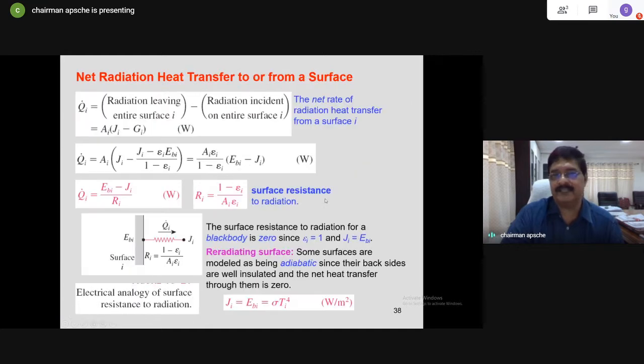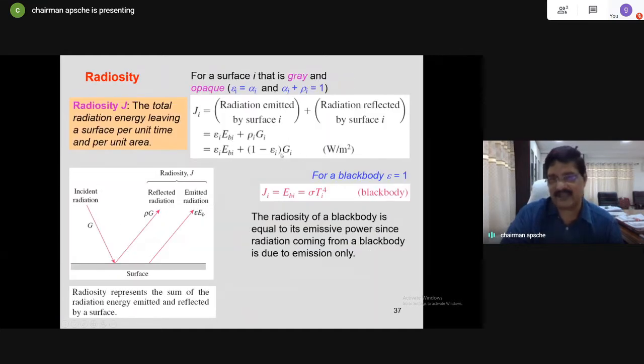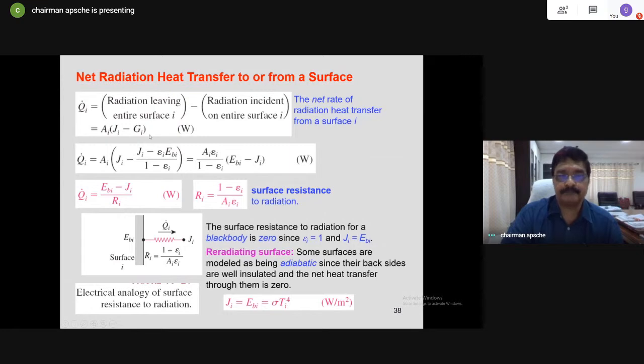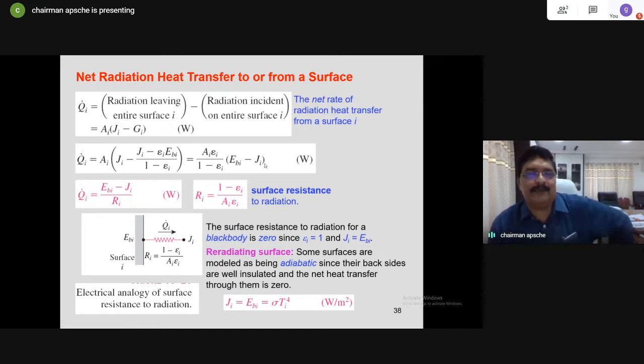Okay. Have you seen this equation? J_i is equal to, which very easily we have calculated. From this, you write an equation for G_i. So when you write that, everything is in J_i, and ultimately when you sum it up, it is A_i epsilon_i divided by 1 minus epsilon_i into E_B,i minus J_i. What is i here? i is a surface. i can be 1, i can be 2, i can be 3. Don't get confused. i stands for the number of the surface. So if you are talking about net radiation transferred from surface 1, this is the equation.